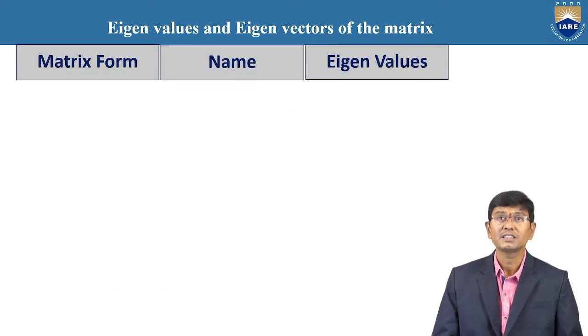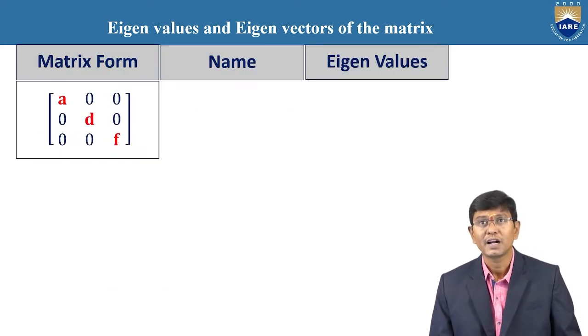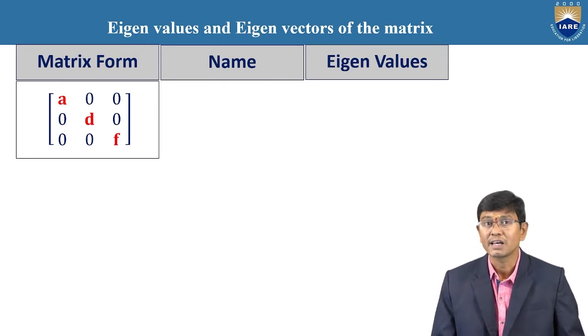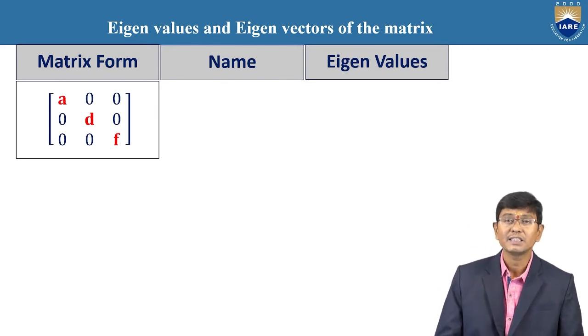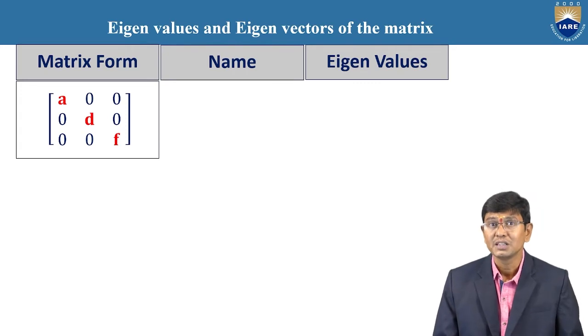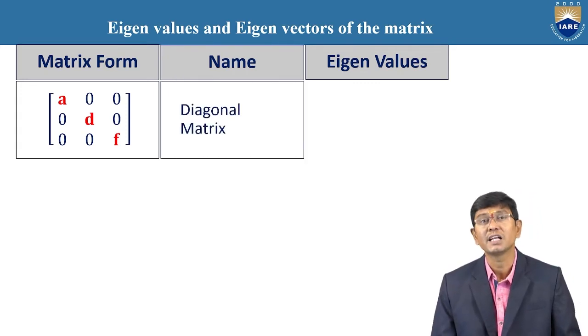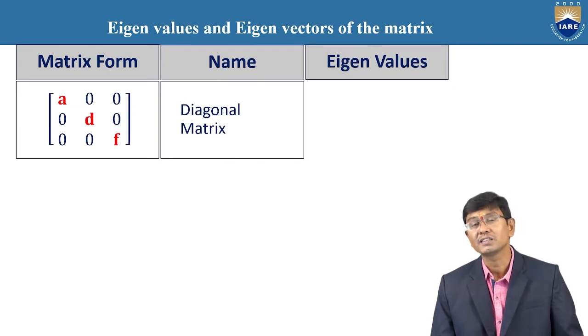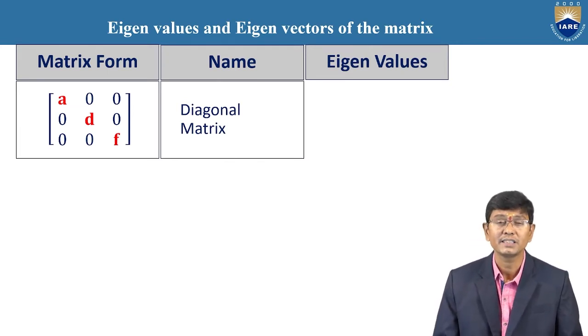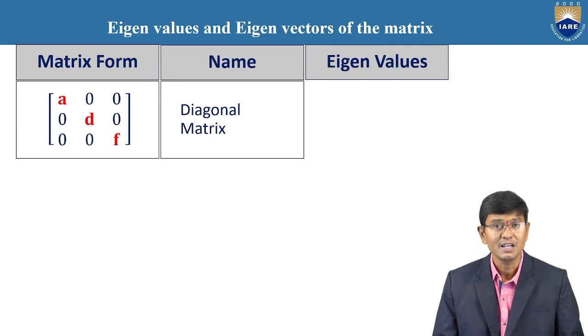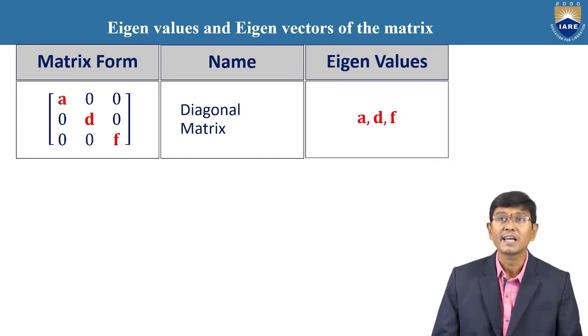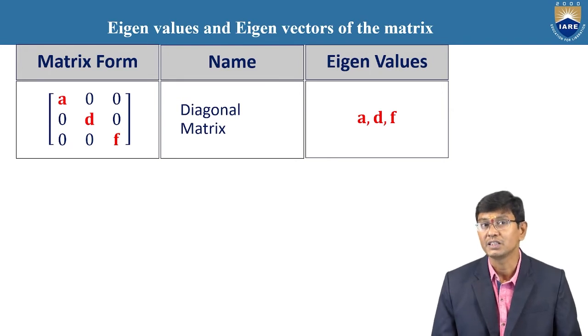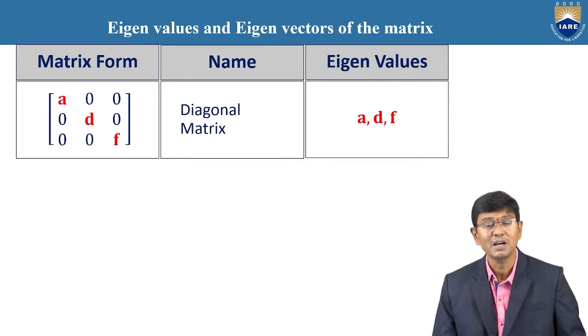And we need to understand the matrix forms, the names of the matrices, and also their eigenvalues. For example, if the matrix is a 0 0, 0 d 0 and 0 0 f, such a matrix is called a diagonal matrix. Why? Because according to the definition of a diagonal matrix, the non-diagonal elements are 0. And the eigenvalues of this diagonal matrix are the diagonal elements, that is, a comma d comma f.